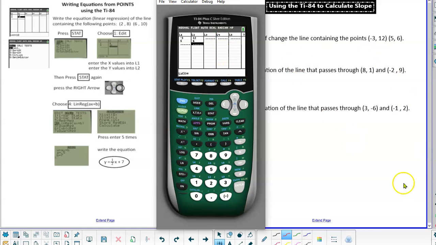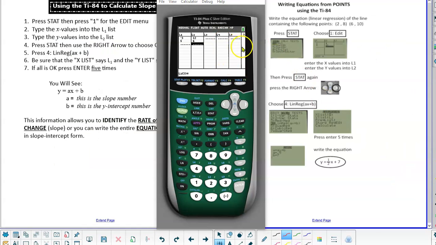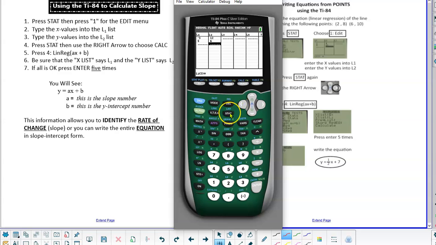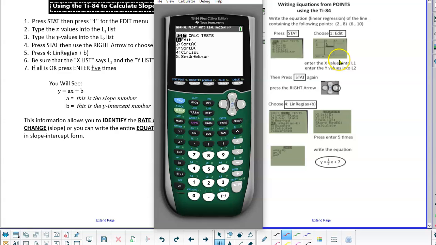So now that my points are entered, I don't need to see my question screen anymore, so I'm going to go back to my directions. My directions say for step 4 to press the stat button, right? Press stat again, and then use the right arrow. So press the stat button, and then instead of editing the list, because we already edited the list, we want to calculate something in that list. So look at my little right arrow button here. You see that? That's how you get over to the word calc. So go ahead and press that right arrow, and now we have a new menu of options.